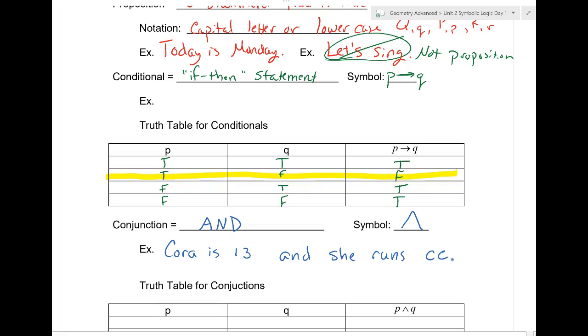Okay, now, working with this, if I look at it, Cora is 13 and runs cross country. I have a quick question for you. Is that a true or false statement? What do you guys think?